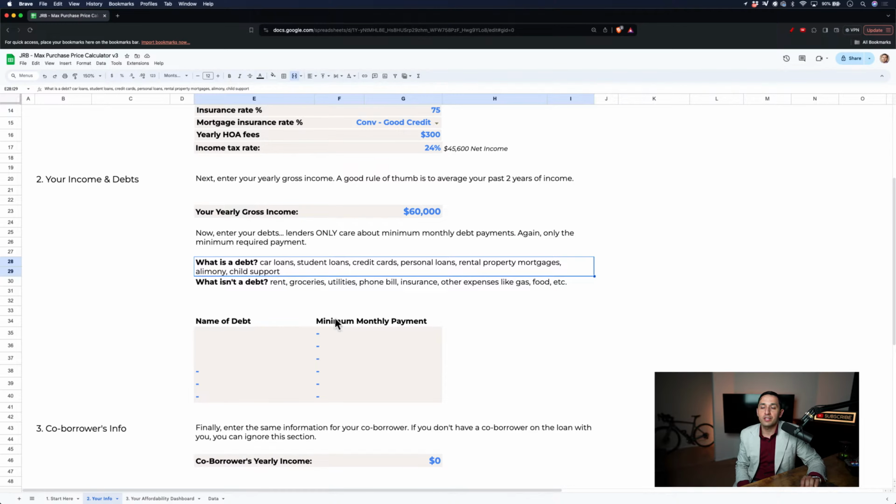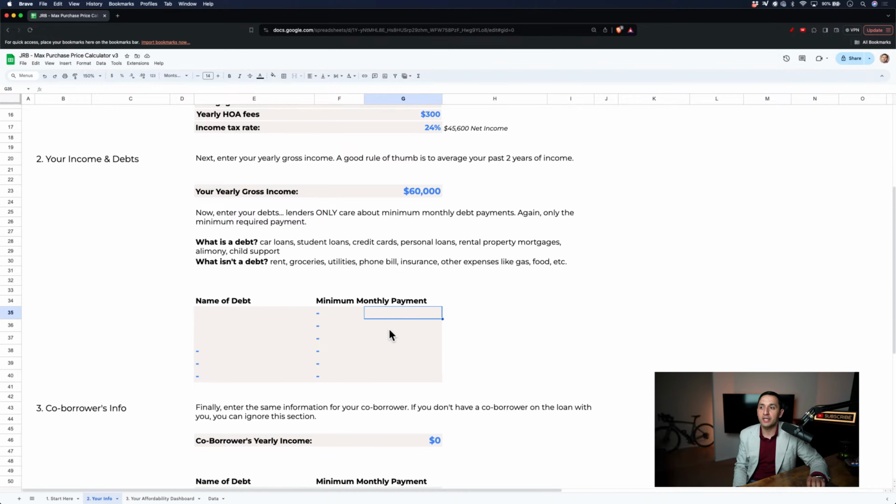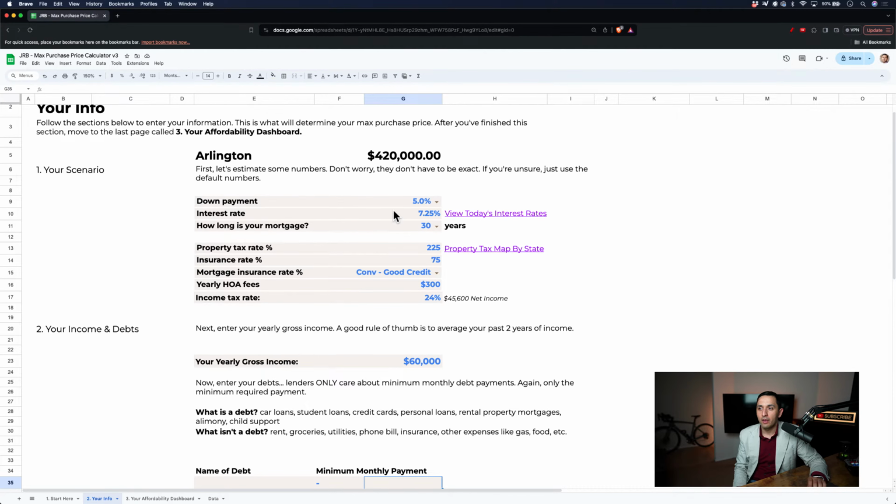So this gives you a definition of the type of debt that we're talking about. We're talking about car loans. We're talking about credit cards. We're talking about student loans. We're talking about child support. That is debt. We're not talking about expenses here. So rent, groceries, utilities, phone bill, and that stuff, that doesn't count. We're only talking about debt. So just be clear on that. For our purposes today, again, we're just going to start off with a clean slate.